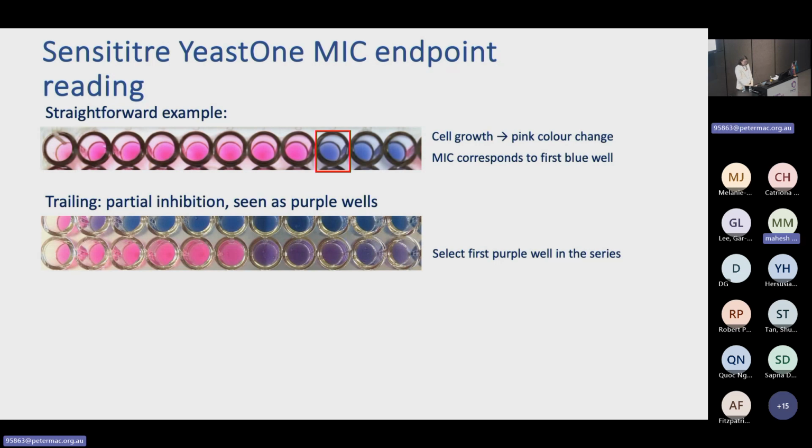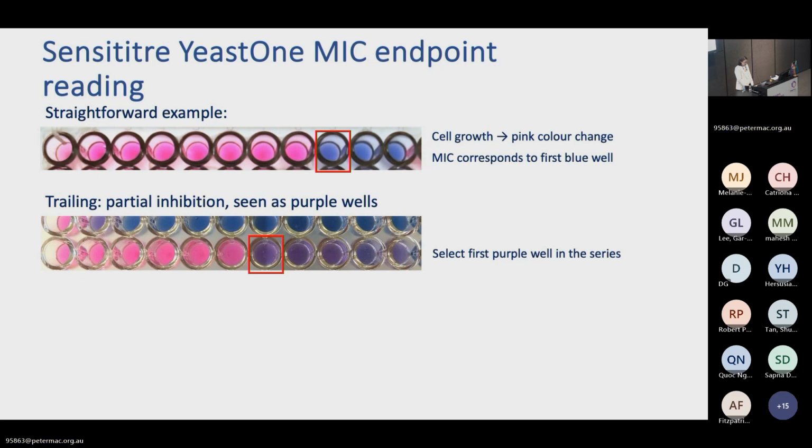The manufacturer provides some rather subjective advice on this: to select the first well with a less intense colour change. Now, if I interpret that, I would select this well here as being the MIC, so it's the first purple well. The first well that's not bright pink, basically. But you can see how this might be a little subjective and so could lead to some variation in the MICs that would be interpreted.